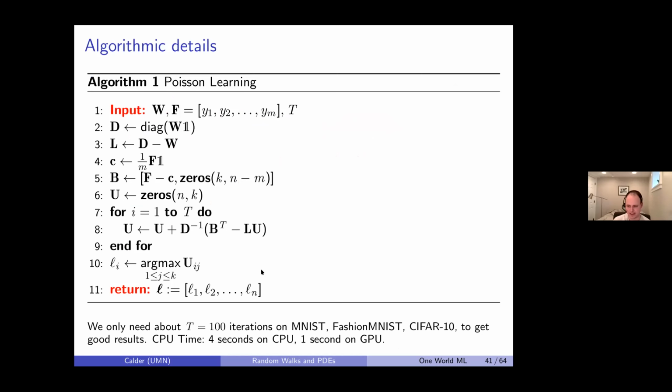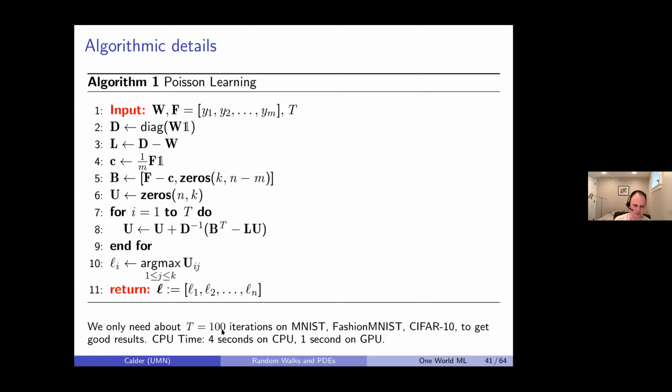To write down the algorithm quickly, it's very, very simple to implement Poisson learning. It's a very simple iteration with just matrix vector multiplications. It runs quickly because you don't have to run it until convergence to machine precision. You can stop a lot earlier and still get good results.